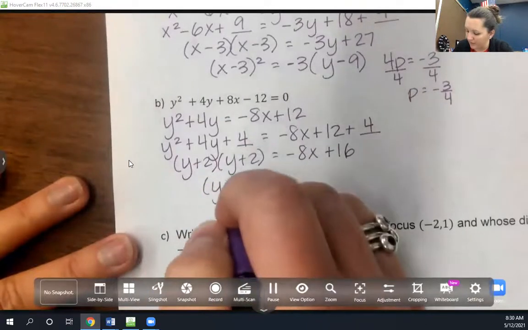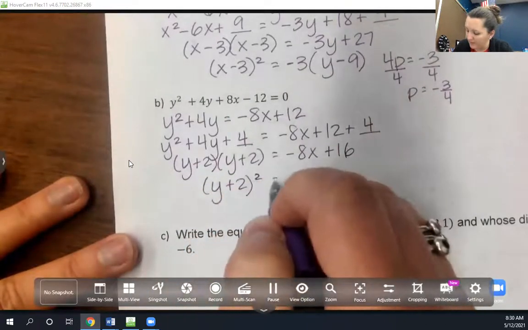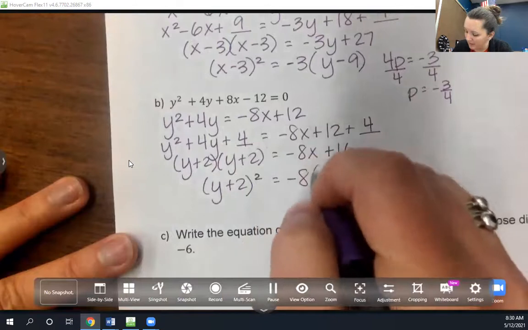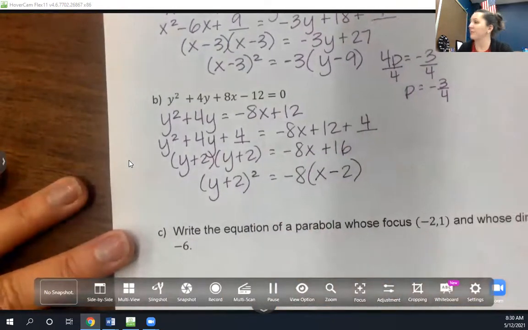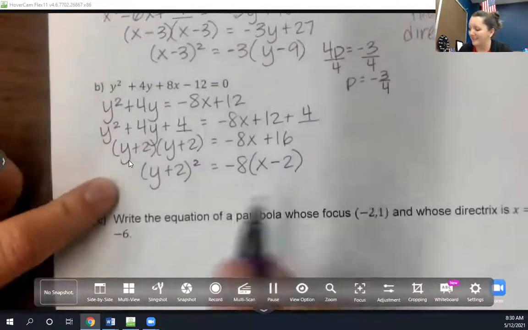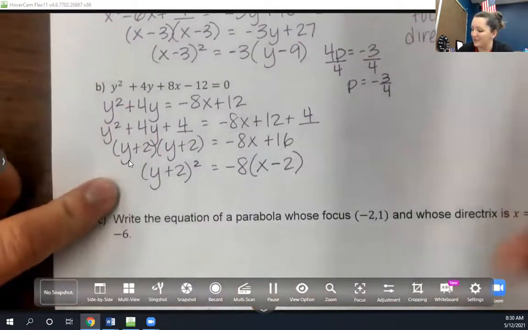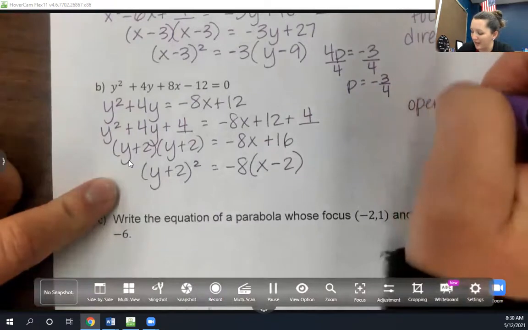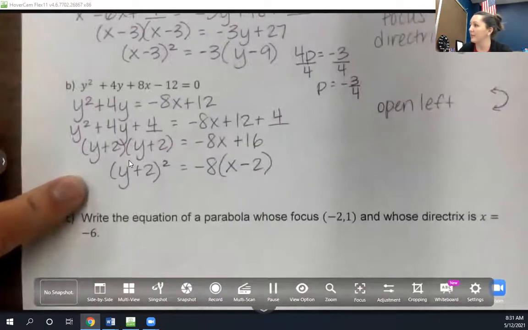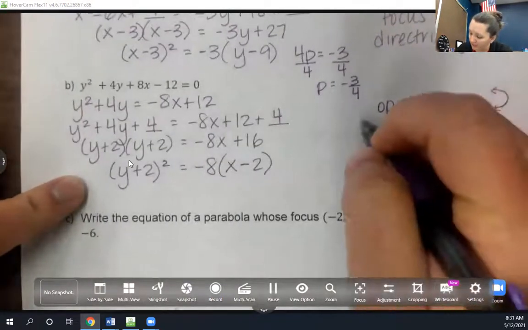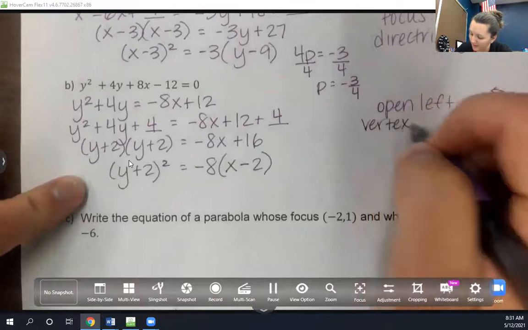Write this as a squared binomial, looking a little bit better. And I'm going to factor out the negative 8, and we get negative 8 times (x minus 2). Not too shabby, right? So this is negative, so it's going to open left. It's going to look like this, right? That's opening left.